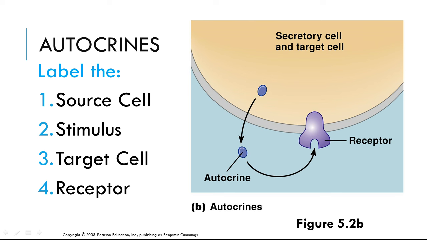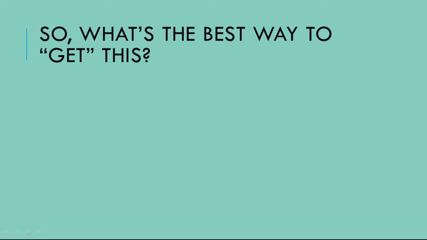So we addressed neurotransmitters, hormones, neurohormones, and then briefly summarized paracrine versus autocrine signaling. And then so got kind of a thought question. So what's the best way to get this?